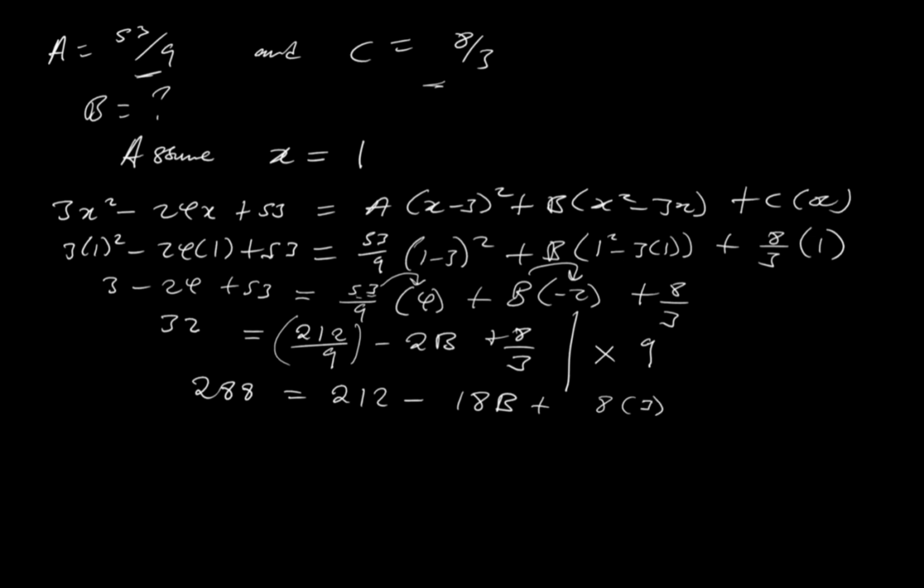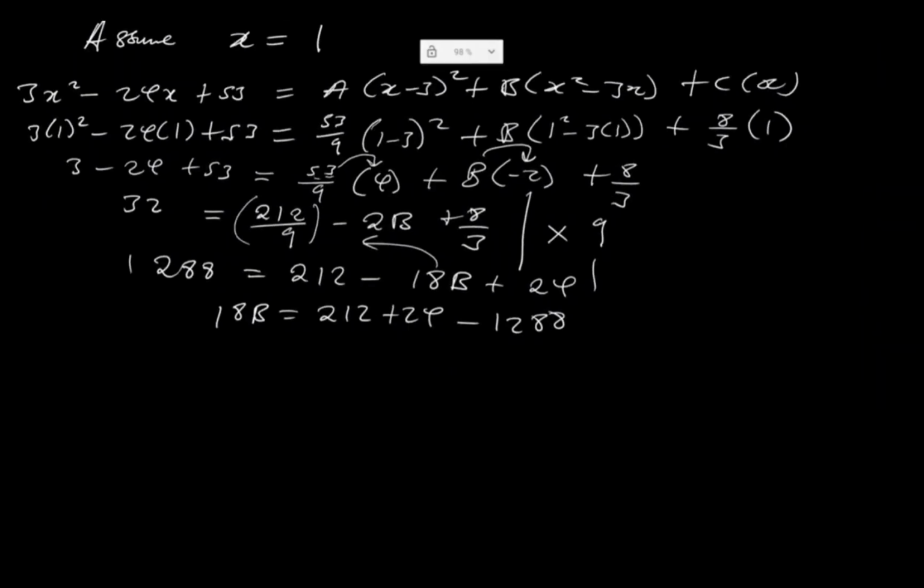3, and 8 times 3 will give you what? So 8 times 3 will give you 24. And then you can solve from here now. So b's can go the other side, and you have 18b being equal to 212 plus 24 minus 1288. Alright, so now 212 plus 24 will give you 236 minus 1288.